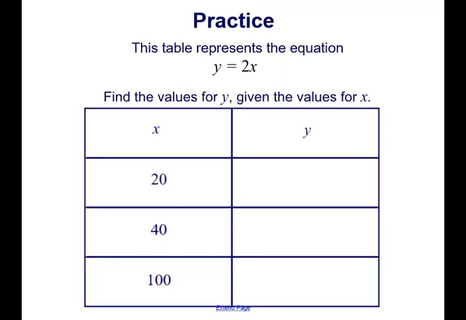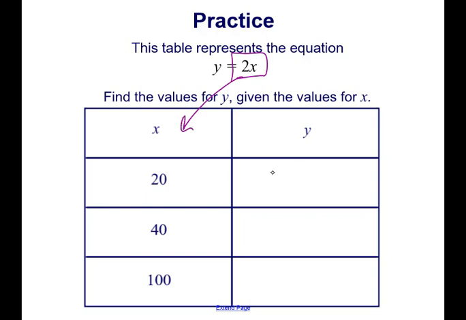Here's another one. We have y equals 2x. That is the equation, the table. We want the table to represent that equation. That's the rule for the table. So again, we have our input values of x. So we're going to use 2x as our rule to find the output of y.